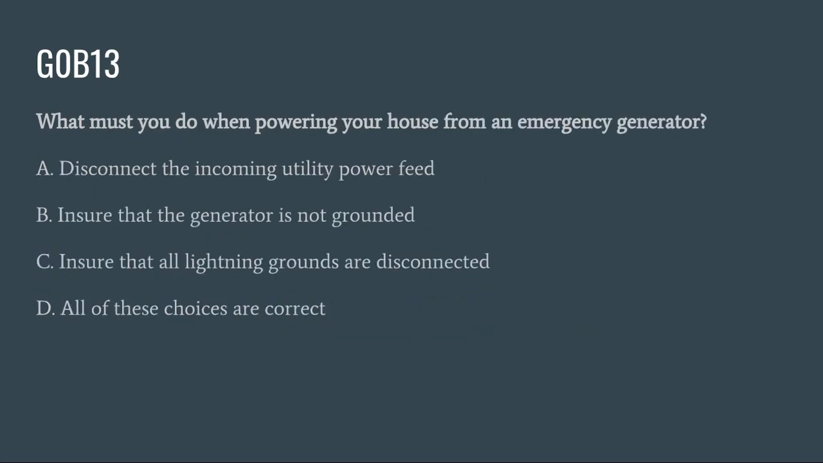G0B13. What must you do when powering your house from an emergency generator? A. Disconnect the incoming utility power feed. B. Ensure the generator is not grounded. C. Ensure that all lightning grounds are disconnected. Or D. All of these choices are correct. Correct answer here is A. Disconnect the incoming utility power feed.